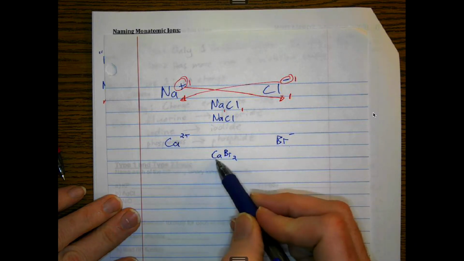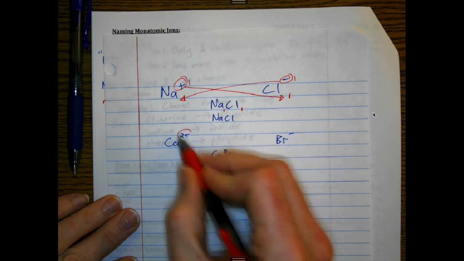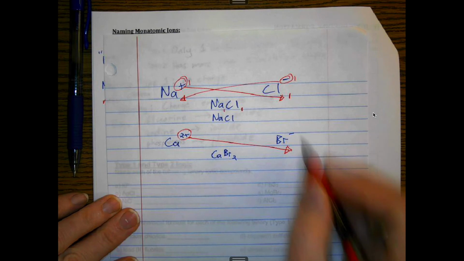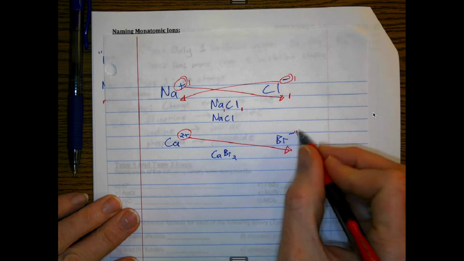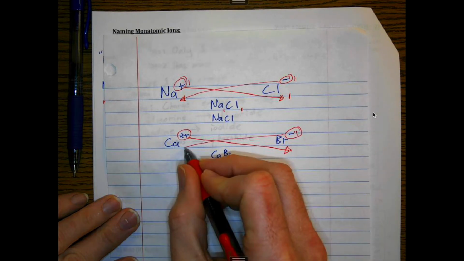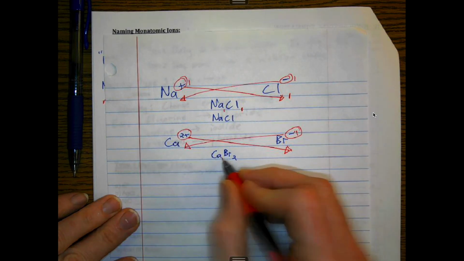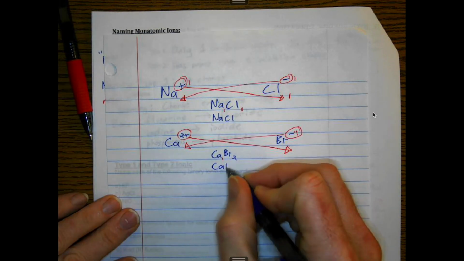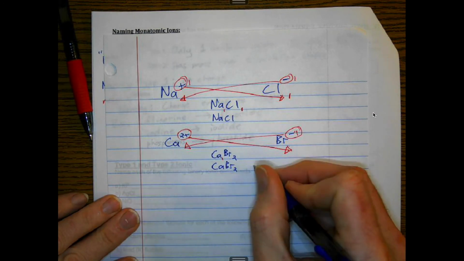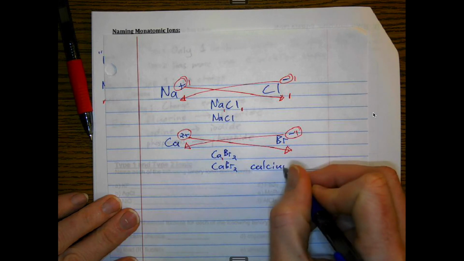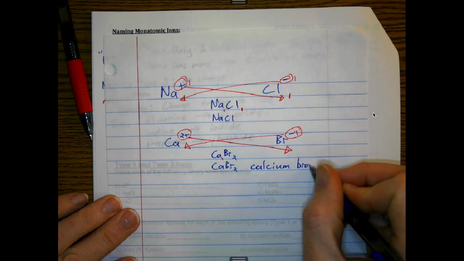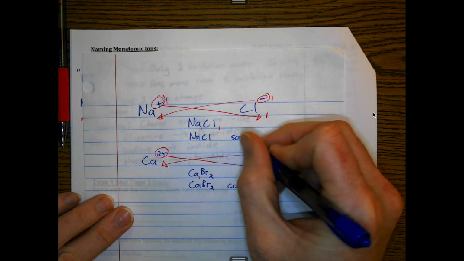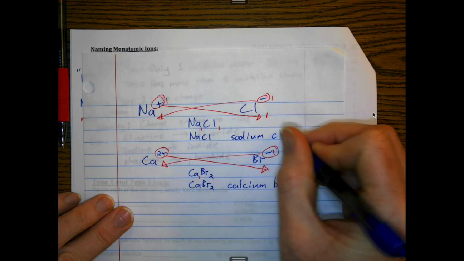What we're going to do is take that 2 and bring it down to this subscript, and take this -1 and bring it down to this subscript. The ones are understood, so you see how that works. So that's going to be CaBr2. We would call that calcium bromide. We would call this one sodium bromide. Sodium chloride.